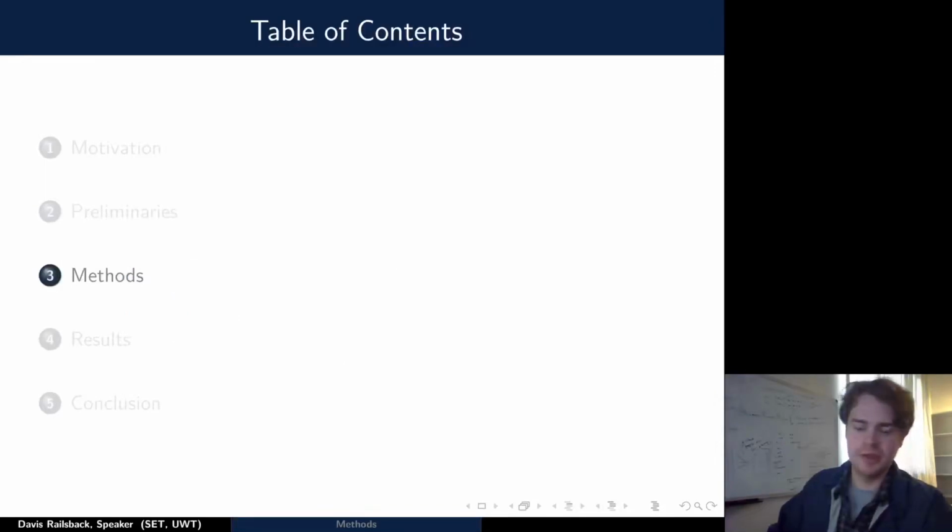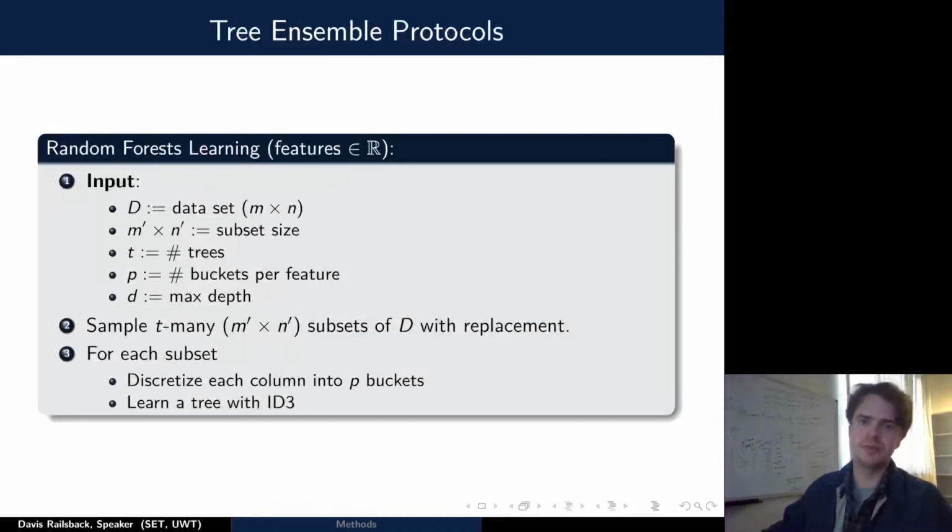Alright, so now we're ready to discuss the actual protocols that we propose in this paper. The first of the two is called random forests, and it's a pretty standard method for training ensembles of trees over categorical data. The first phase is to select a number of trees that we want to train, and then split out that many random subsets of the data set using replacement on both the columns and features. Then for each of the subsets, we discretize the columns into some number of categorical variables, and for each of those we learn a tree with ID3.